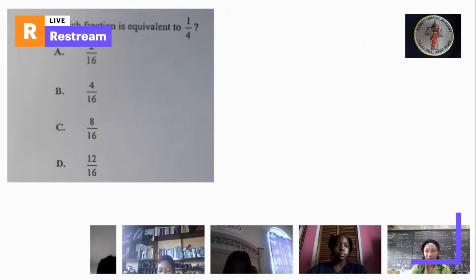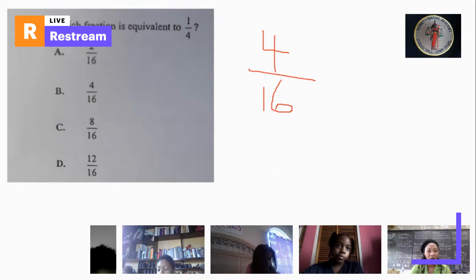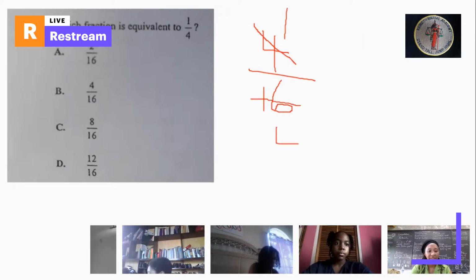Okay, so the same value. So we want a fraction that we can reduce to a quarter. So Amari is saying 4/16. What would we reduce 4/16 by to get a quarter? By 4. So we can divide the numerator and denominator by 4. 4 into 4, 1. 4 into 16, 4. So that gives us a quarter. So that's correct.